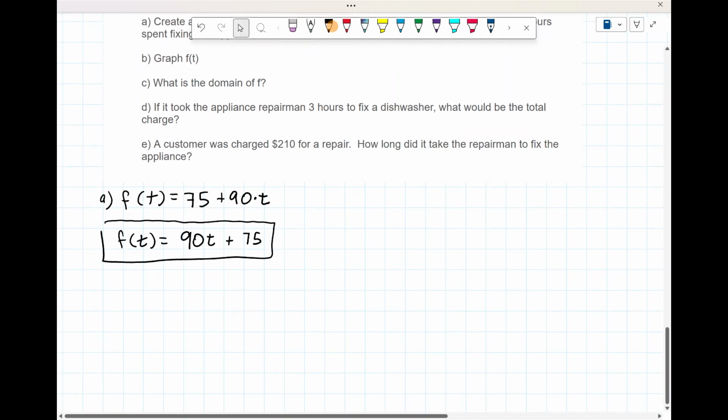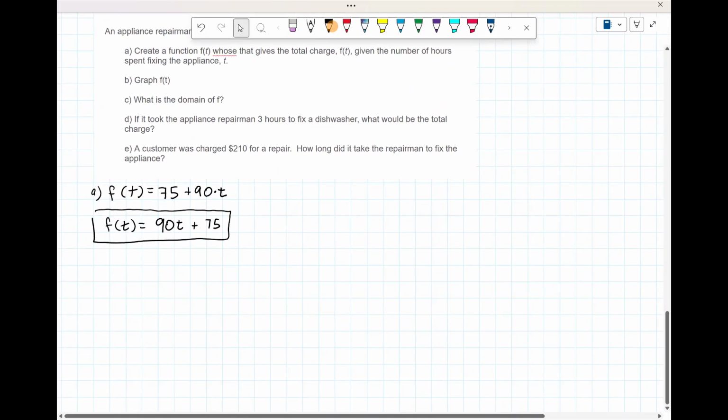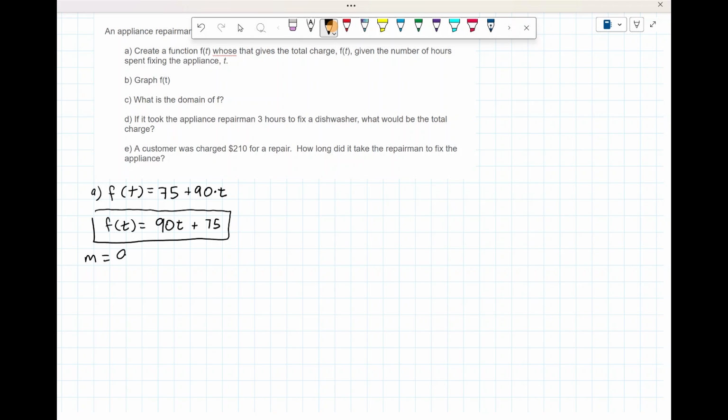Next, we're going to graph f of t. One issue is we have fairly large numbers here, so we're going to want to be mindful of how we are going to label our axes. Let's start, though, by identifying what the slope and y-intercept is. The slope, or m, is equal to 90 in this scenario, because that is what's multiplying by the variable. And the y-intercept, or b, will be equal to 75.